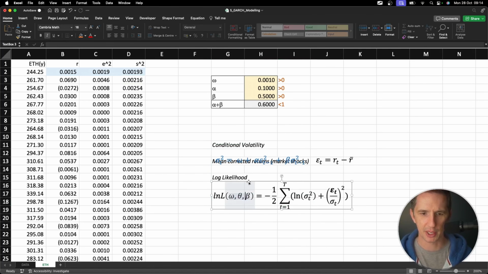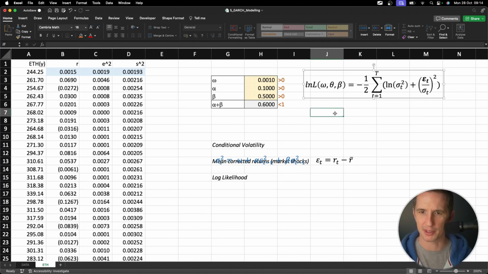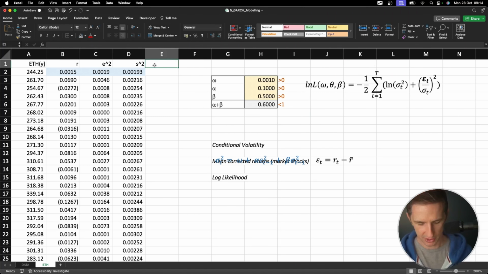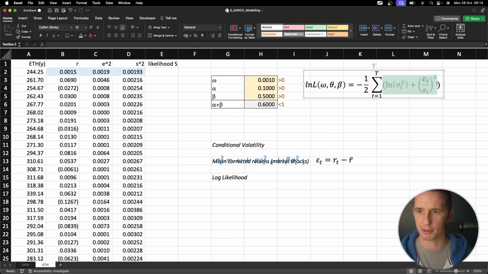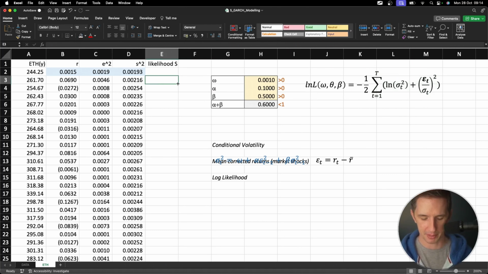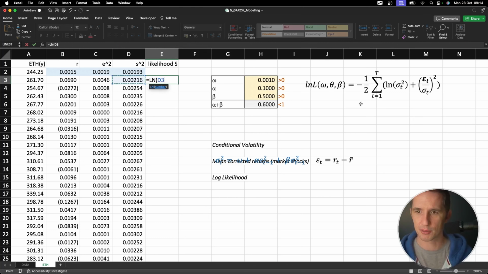And let me move these formulas out of the way here a second. And because we're going to be working with the log likelihood, let me just bring that up here so we can see exactly what's going on. So this here is going to be the likelihood sigma part of this formula. Because we need to sum a bunch of rows, we need to build this part here of the formula. And that very simply, I'm going to do it from here. That's going to be equal to the logarithm of our variance, which is our sigma squared at times t. So there it is there.